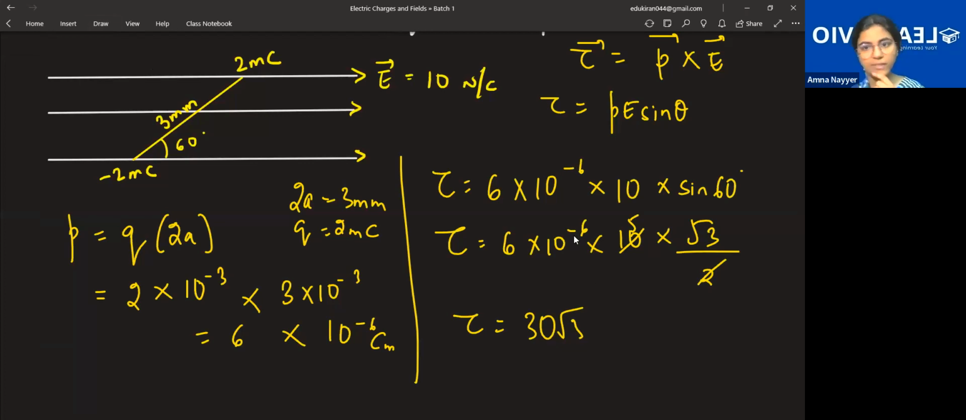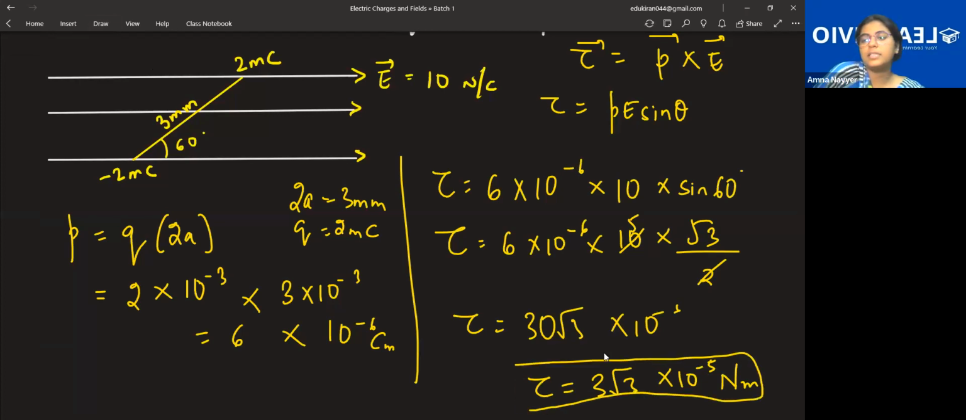And what else is left? 10 to the power minus 6. So we can write this as 3 root 3 into 10 to the power minus 5. The SI unit is Newton meter. See, radius into force. So Newton meter is the SI unit of torque. This is your complete answer.